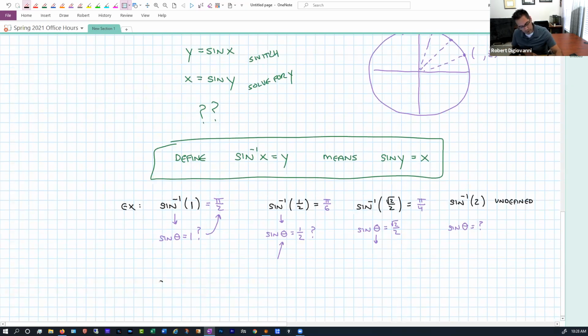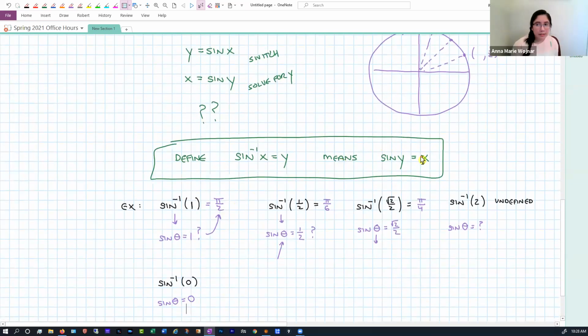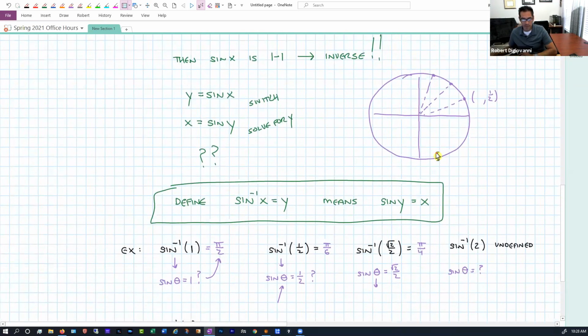Let's do some more. What's inverse sine of 0? So this is really saying sine of what angle is 0? So where on your unit circle? There's 2 places, right? Okay, there's 2 places. Good. I'm glad you said that. What are those 2 places? 0 and 0 degrees, pi, which is right here.